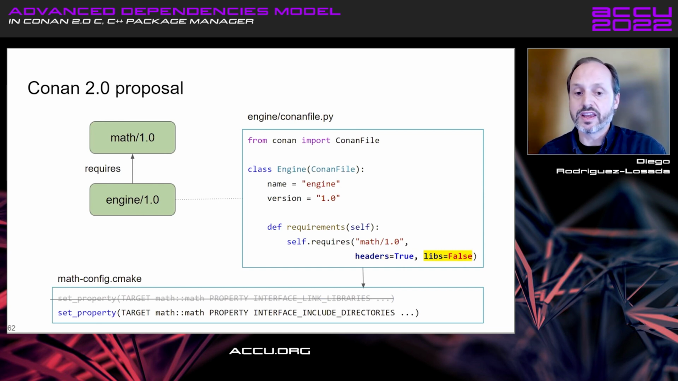And exactly the same, if the libs trait is false, now the CMake file that is generated doesn't include the link libraries. So it will only provide you the headers of math, but it will not provide you the link libraries of the math libraries.